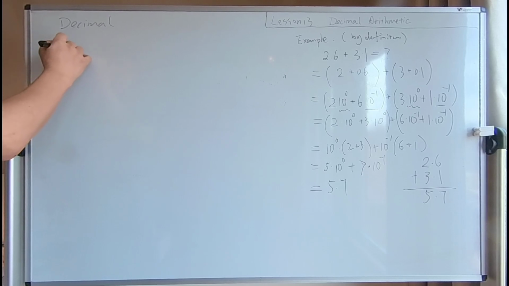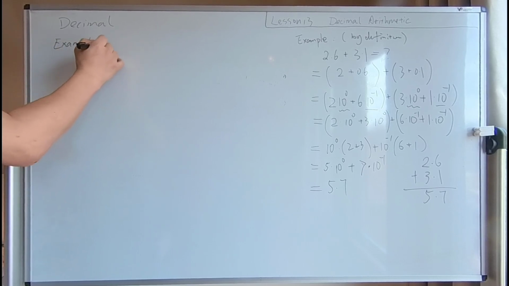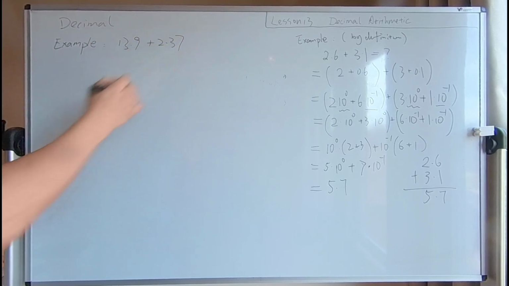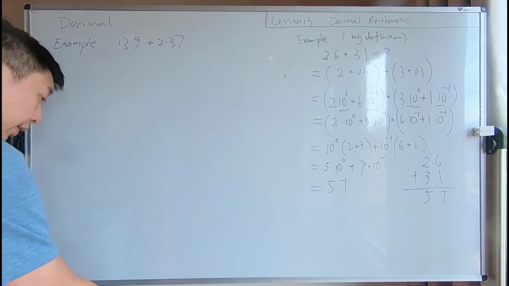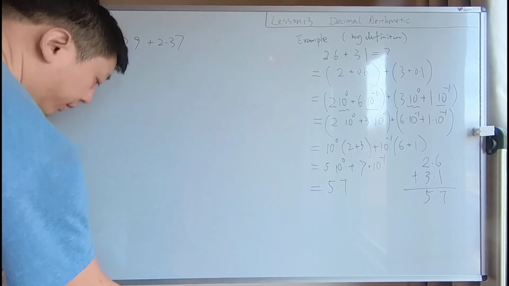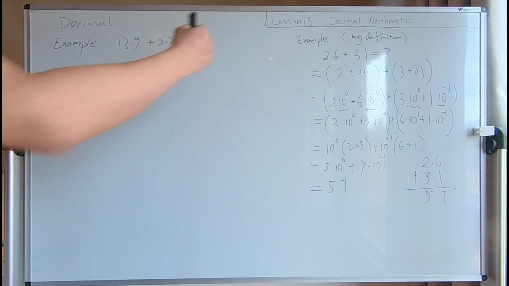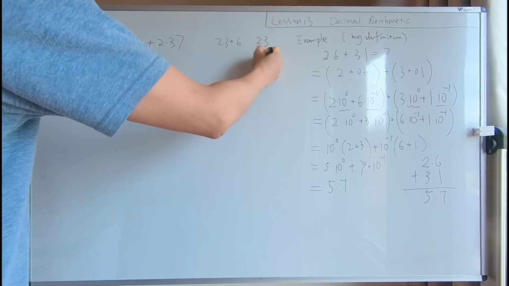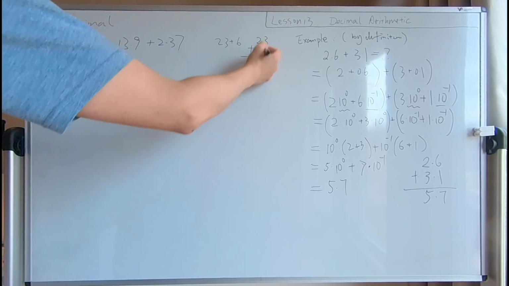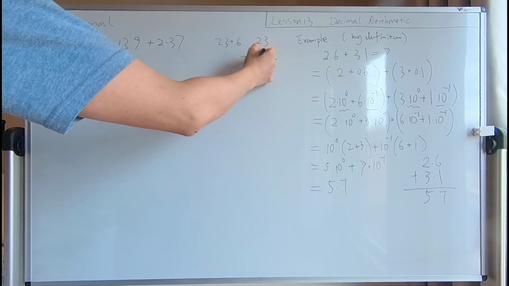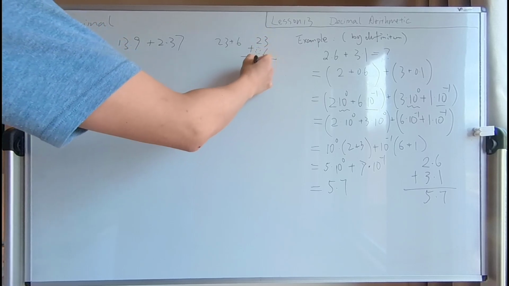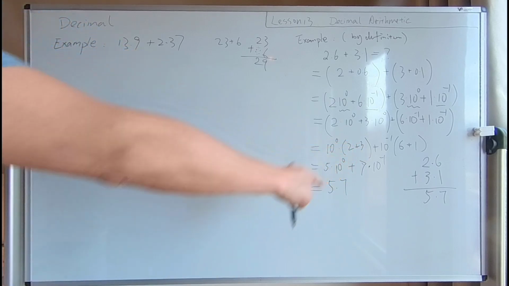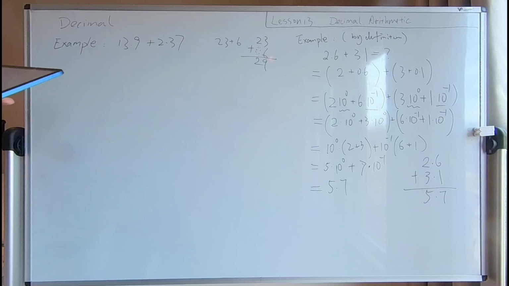Now let's see the second example. How about 13.9 plus 2.37? When we add integers, for example 23 plus 6, we can do the long addition in this way, adding the numbers from the same digits together. This is an imaginary 0, so 2 plus 0 is 2, right? This is how we do it for integers, and now we have another example of how to do it for decimals.